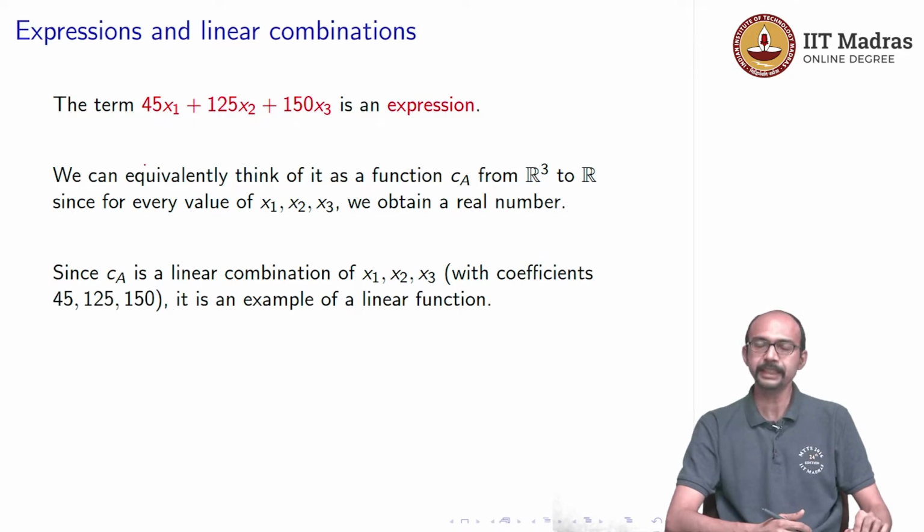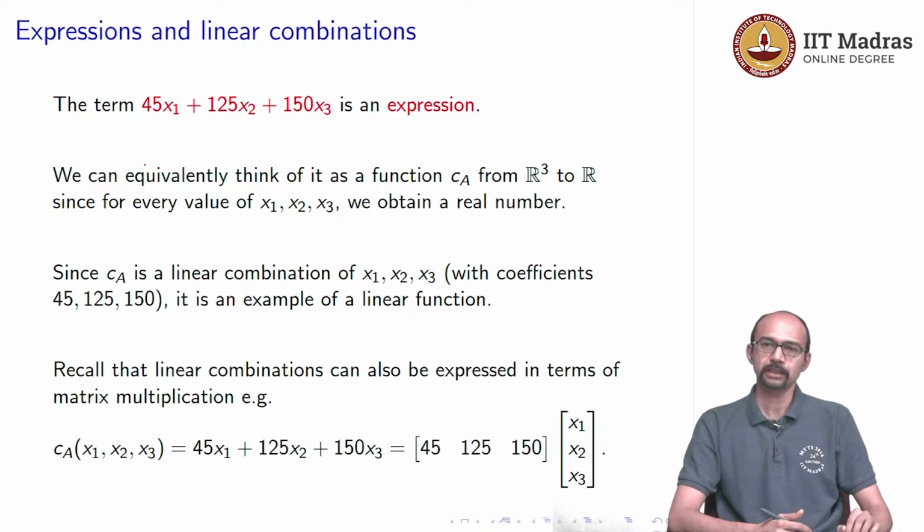So, since CA is a linear combination of these three variables x1, x2, x3 with coefficients as we noted 45, 125 and 150, this is an example of a linear function. Why linear? Because it has something to do with a line, which you may have already seen in maths 1 and which we will anyway refresh after some time. But in our context it is linear because there are no powers or exponents involved here. It is just 45 times x1 plus 125 times x2 plus 150 times x3. There are no other terms where you have other powers of xi's coming in, or you have some other kinds of functions, logarithm and so on. That is why we call it a linear function, and we will explicitly say what we mean by linear function in a little while. That is what this video is about, linear mappings.